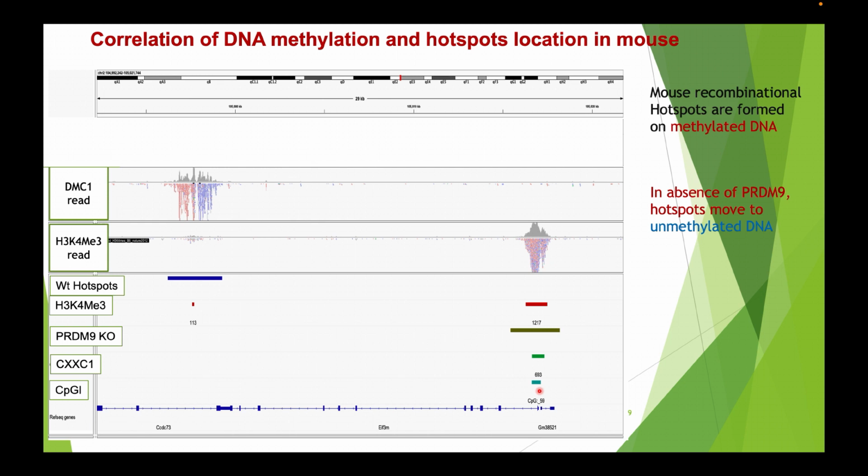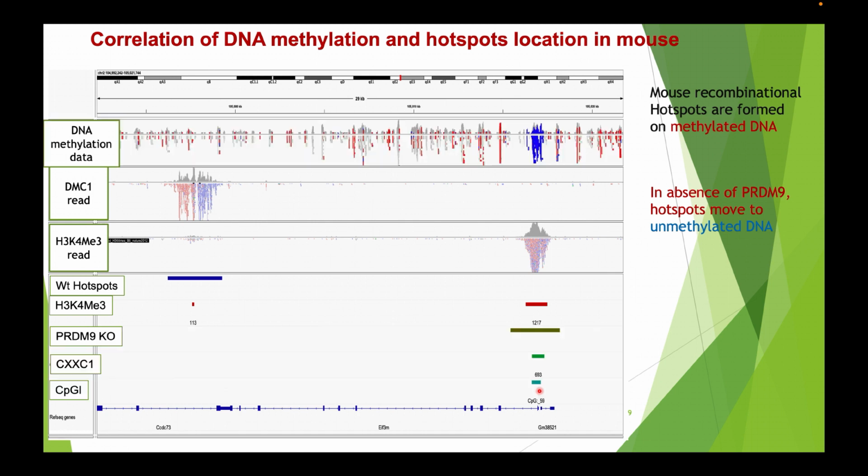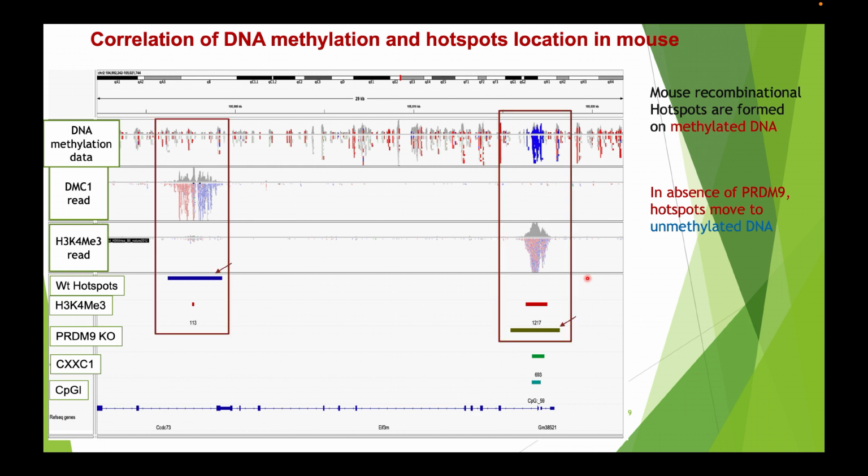Further, we see where in the genome they are present. The wild type hotspots in the normal case are usually found on methylated DNA. And one more thing I want to tell: the cytosines shown in red in CpG context are methylated, and when there is blue color, that means the cytosine in CpG context is not methylated. Methylated DNA is more mutable because the methylated cytosine is deaminated and becomes thymine, so CG is converted into TA. And in the PRDM9 knockout mouse, the hotspots moved to the unmethylated region where promoters are present.